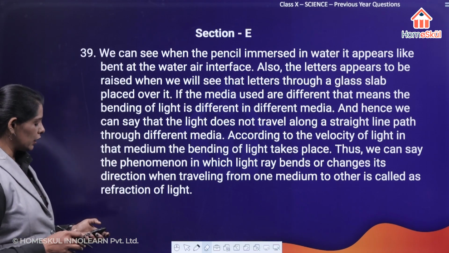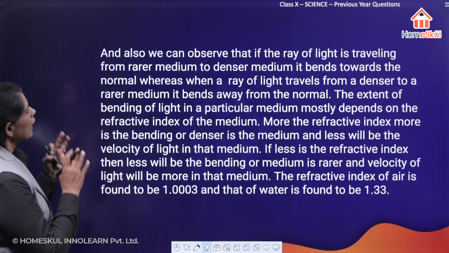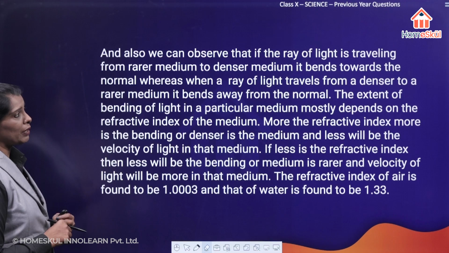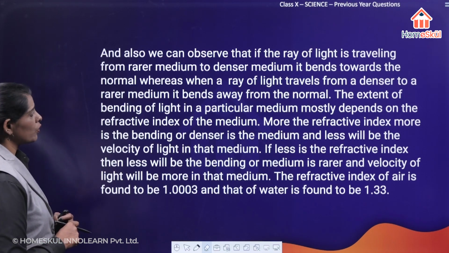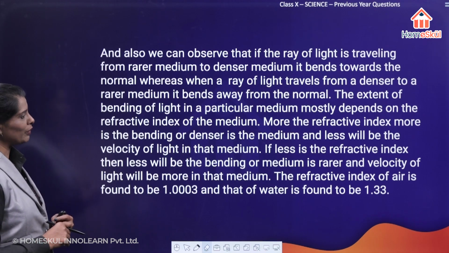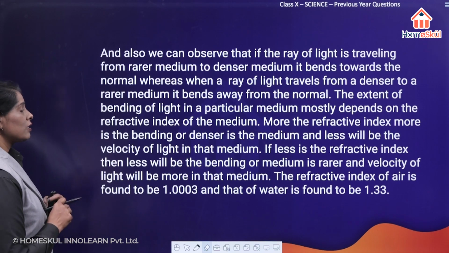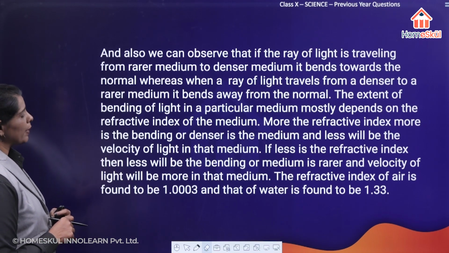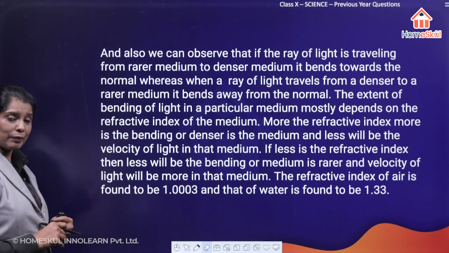Right. So, we have already learned the definition of refraction of light, and as per the passage it is also given. And also we can observe that if the ray of light is traveling from a rarer to a denser medium, it bends towards the normal, whereas when a ray of light travels from a denser to a rarer medium, it bends away from the normal. The extent of bending of light in a particular medium mostly depends on the refractive index of the medium, and the more the refractive index, the more is the bending, or the denser is the medium, the less will be the velocity of light in that medium.